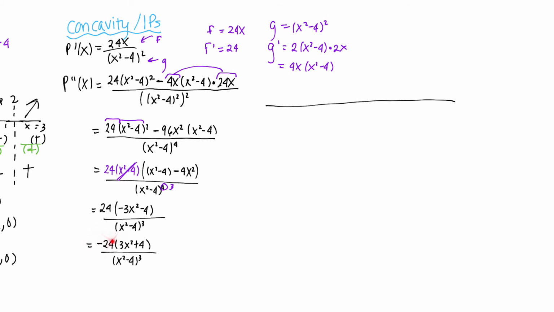From here, for the negative 24, there's no x in front, so we don't have to worry about x equals 0. 3x squared plus 4 is a sum of squares, and a sum of squares will never equal 0. Down on the bottom, we get x equals negative 2 and positive 2, and there are asymptotes at both of those.